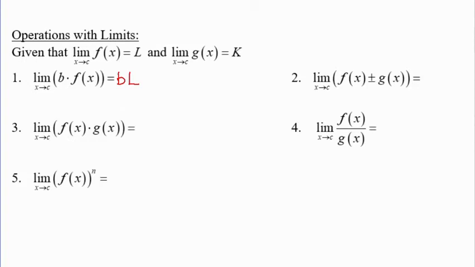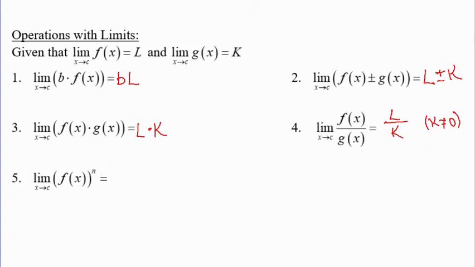If we are trying to find the limit of a sum or difference, so f of x plus g of x or f of x minus g of x, then we can just add or subtract those limits, L and k. If we are trying to find the limit of a product, then that is just the product of the limits, meaning that the limit as x approaches c of f of x times g of x is just L times k. Similarly, if we are trying to find the limit of a quotient, or f of x divided by g of x, then that limit is just L divided by k, as long as k does not equal 0.